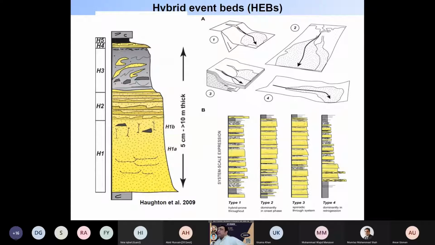Hybrid event beds really dominate the lobe stratigraphy. They frequently occur in these lobe settings in many configurations. They can be throughout the lobe stratigraphy, at the bottom, at the center, or at the top. It doesn't matter. The important point is this: they dominate lobe stratigraphy.